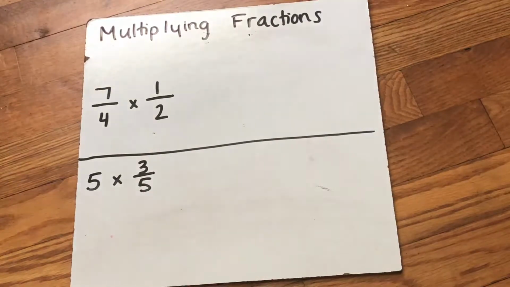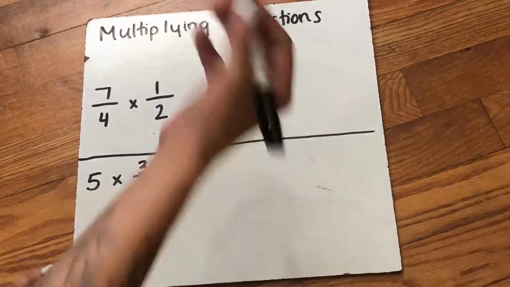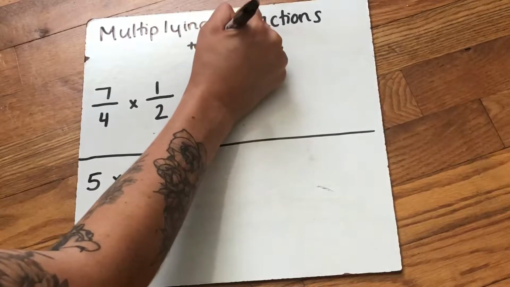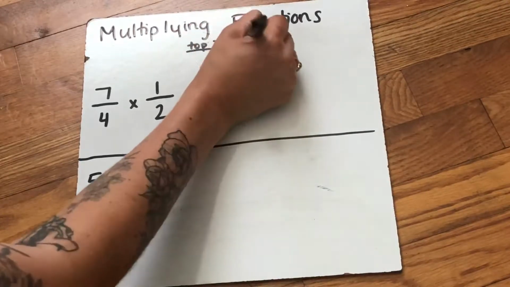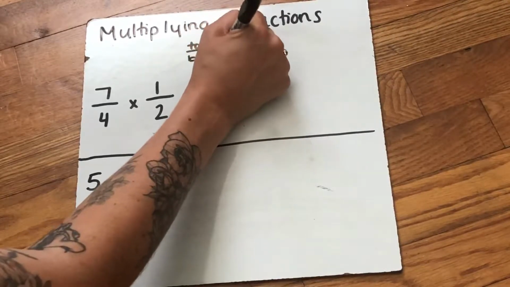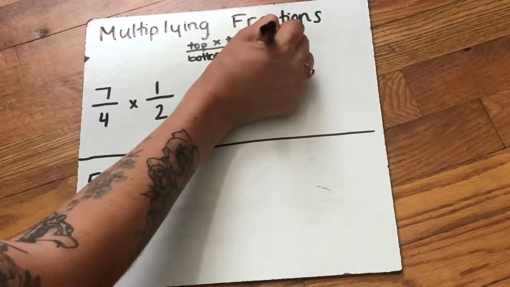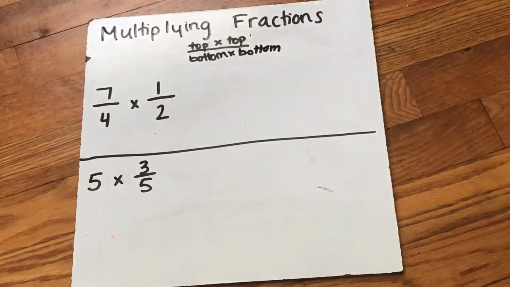All right, guys, we're going to talk about multiplying fractions. I love multiplying fractions because this is the easiest thing we do with fractions. The rule that we learned in class is top times top, bottom times bottom. So you are just going to multiply straight across.